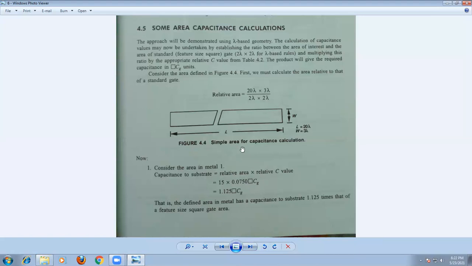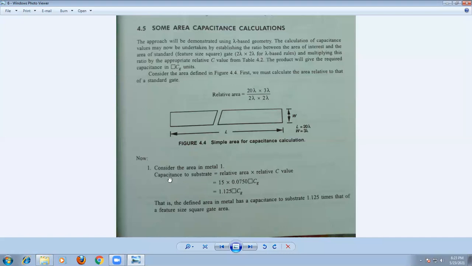So next one, you can assume that this is the polysilicon. First we assumed this is the metal one and calculated the value. Now we assume this area is polysilicon. Once again, the relative area is the same, no change in the relative area, so keep it as it is. Consider the area is polysilicon. So capacitance to substrate indicates poly to substrate capacitance, which you have to consider from the table. Remember, polysilicon to substrate capacitance.